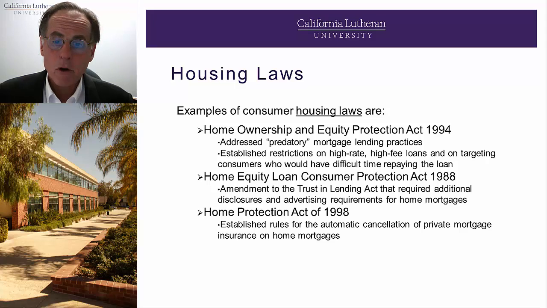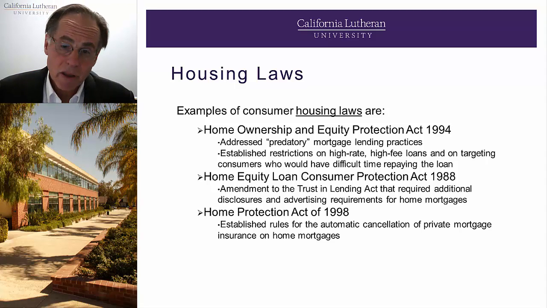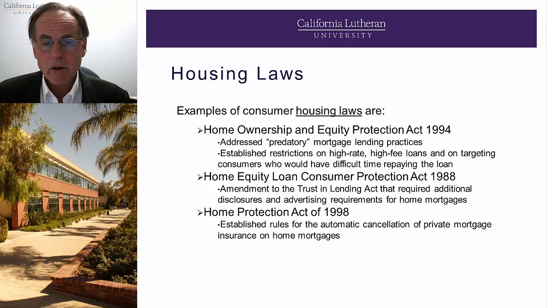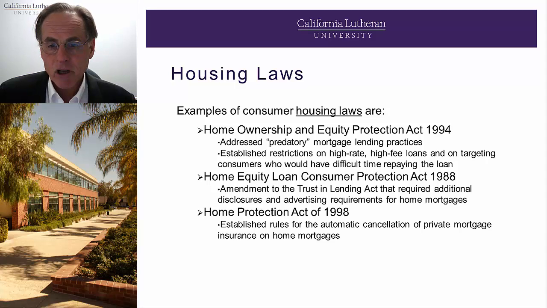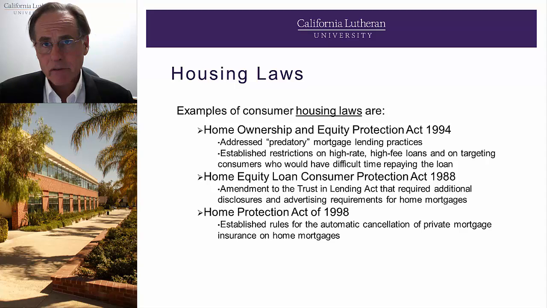The Home Equity Loan Consumer Protection Act of 1988. This was an amendment to the Truth in Lending Act that required additional disclosures and advertising requirements on home mortgages. The Homeowners Protection Act of 1998. This established rules for the automatic cancellation of private mortgage insurance on home mortgages.